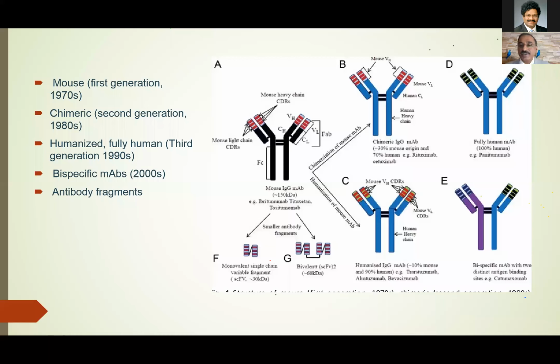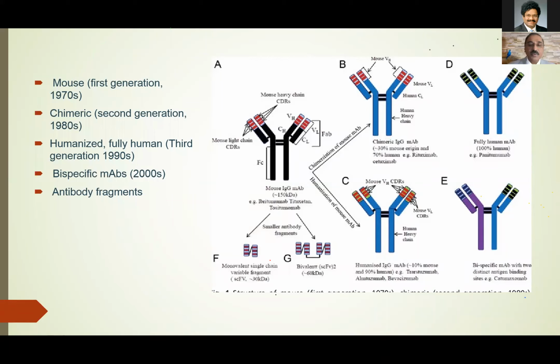Remember, there are two light chains. So we are attaching two different antibodies for both the light chains. That is what we call a bispecific monoclonal antibody. So these are distinct antigens that are attached. Now, how it works, we're seeing in that.